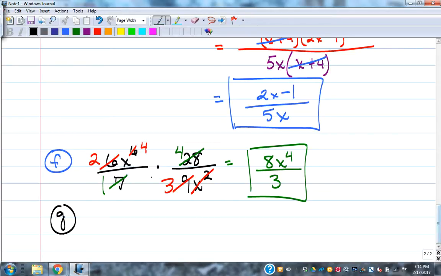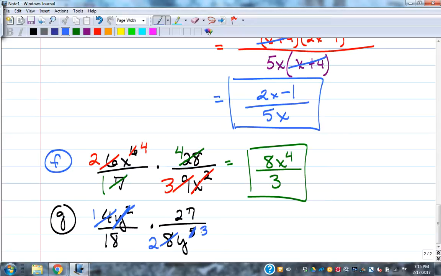Let's try another one that's kind of like that. 4y squared over 18 times 27 over 8 y to the 5th. The 4 and the 8, that's an obvious one diagonally. 4 goes into itself once, and then the 8 twice. So the 3 y's are left where? Yeah, down here in the bottom. That's right. So this cancels out and makes that y to the 3rd power.